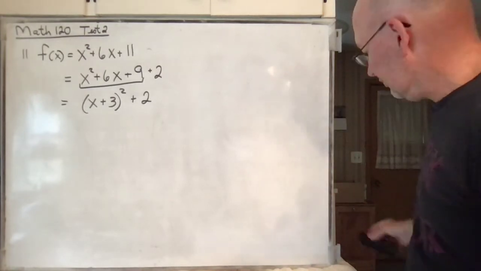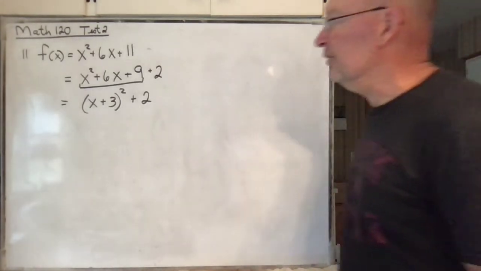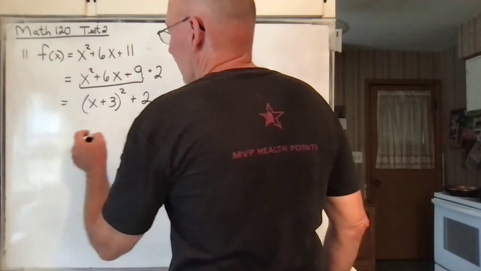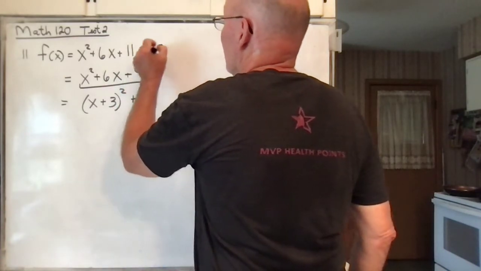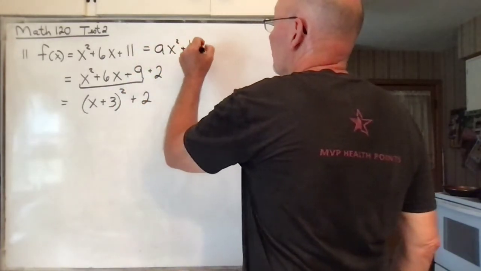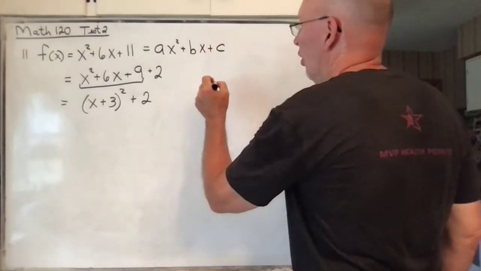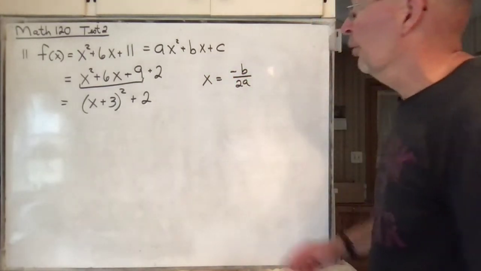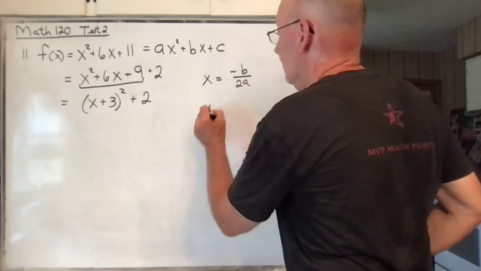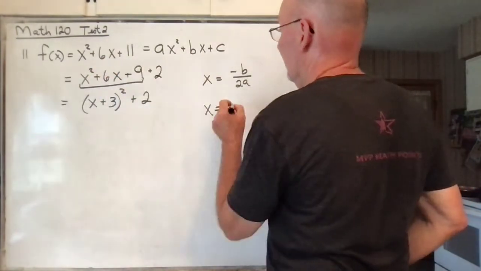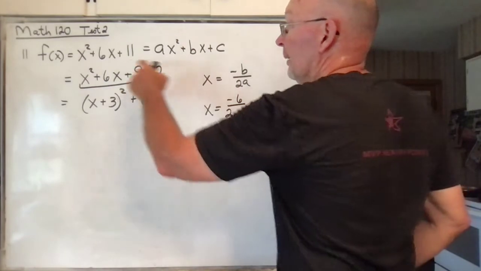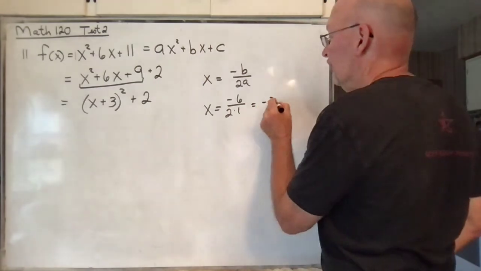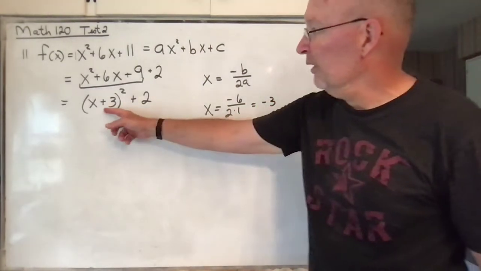Another way of doing it is you might have a teacher that taught you the way to get the vertex of a parabola, and the way to get a vertex of the form ax squared plus bx plus c. The vertex always occurs at negative b over 2a. And so the vertex for this one is going to be at negative 6 over 2 times, in this case, a is equal to 1, right? 2 times 1, which is negative 3. So there's your vertex. We already knew that.